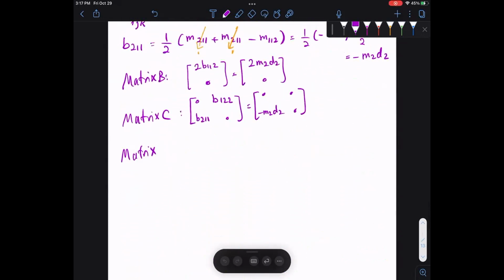All right, so now matrix V, which is our centripetal and Coriolis, is going to be 2M2D2, 0. This is multiplied by theta dot 1, D dot 1, right? Plus, don't forget this step, M2D2, 0. This is the square of them, D dot 2.